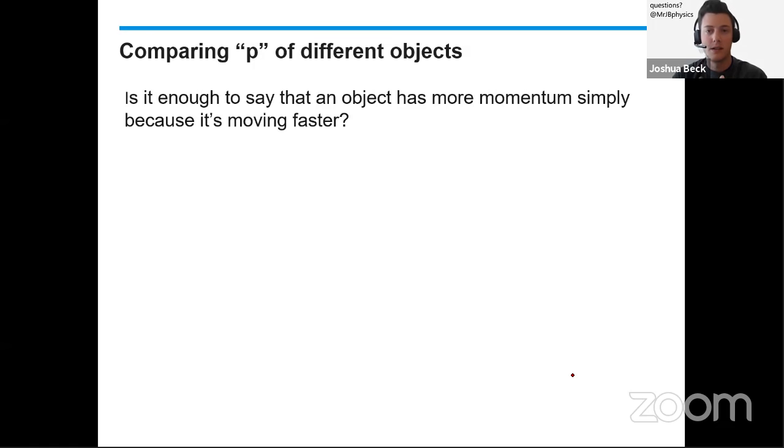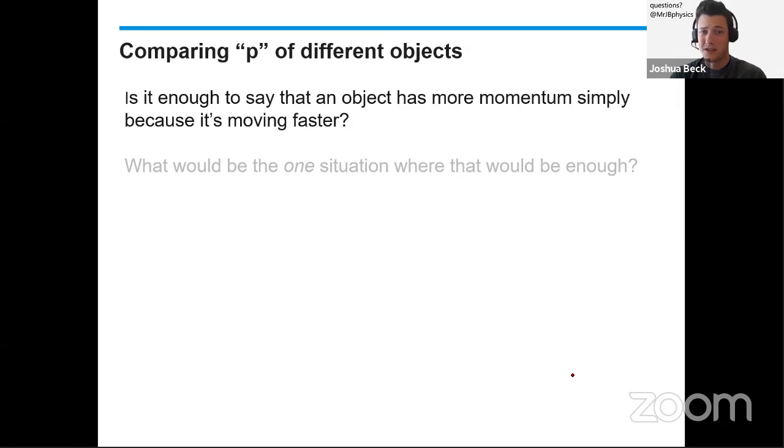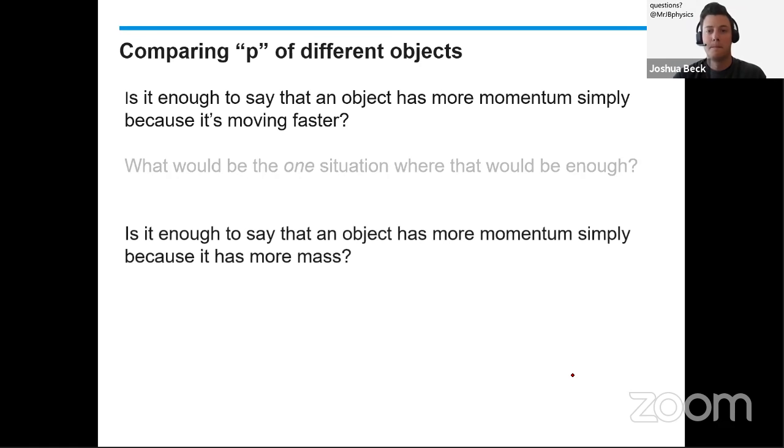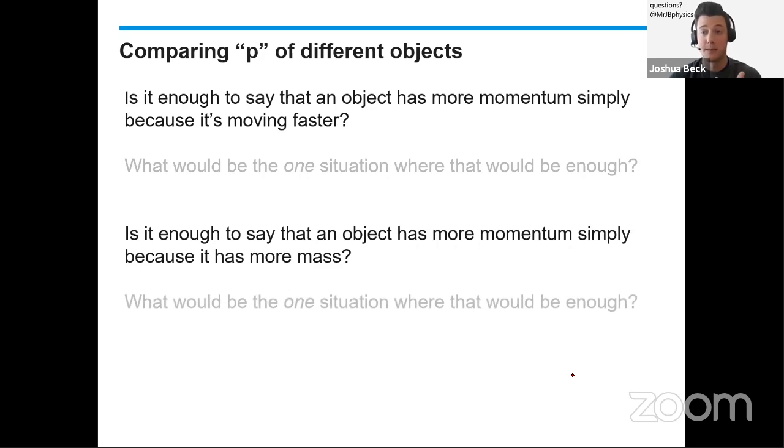Well, no. See, the motorcycle was moving faster, but it did not have more momentum. Now, is there one situation where it would be enough to just address the velocities? Yeah, if they both have the same mass. So if we're comparing two carts with equal masses, well then saying one is going faster than the other, that is sufficient. Is it enough to say that the momentum is larger just simply because an object has more mass? No. Now, if they're both going the same speed, then yes, the one with more mass would have more momentum.